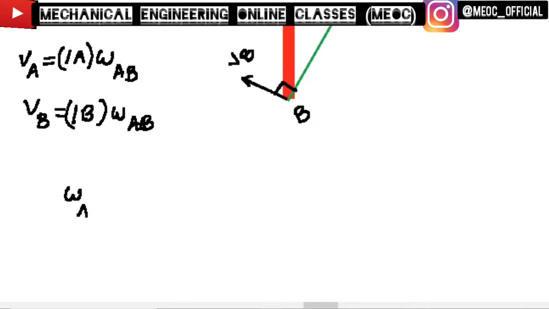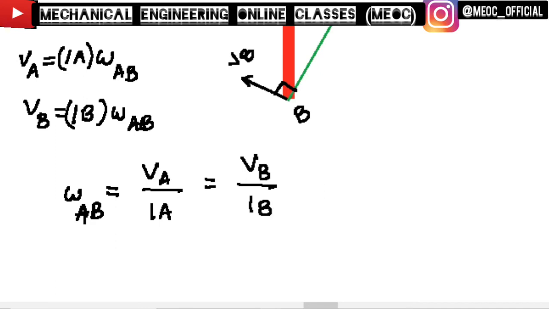So omega AB can be written as VA by IA or VB by IB. This is the relation between omega and V in terms of the instantaneous center of rotation.